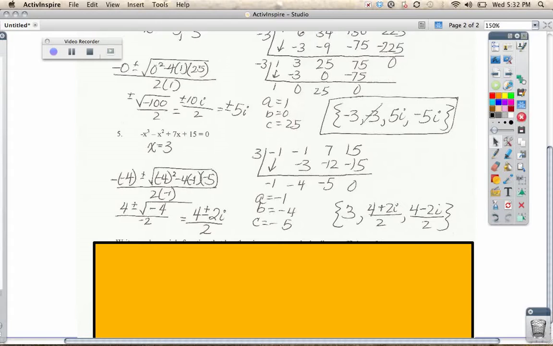Okay, so again, if you need to pause this, go ahead and pause it. If you need to rewind it because you missed something that I said. But it's the same process 3 different times for number 3, 4, and 5.